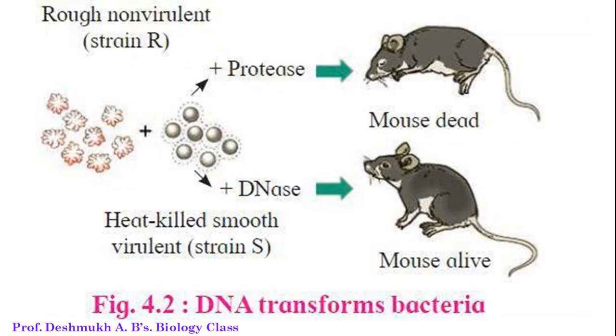This diagram illustrates how DNA transforms bacteria. Rough non-virulent strain R, when combined with protease, does not transform and the mouse dies. However, when combined with DNase, the rough strain transforms into a smooth virulent strain, and the mouse survives.